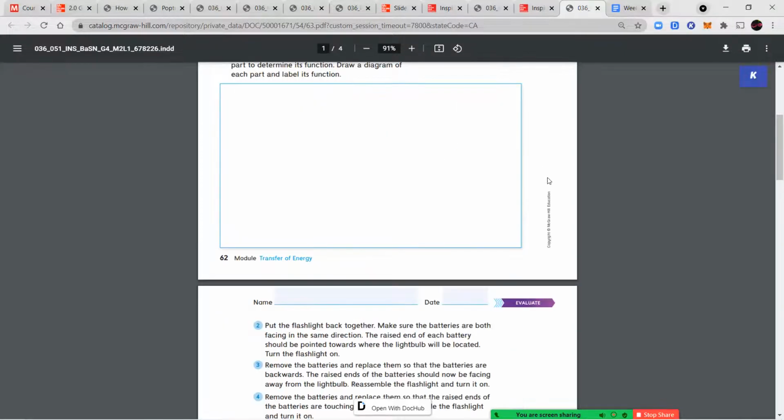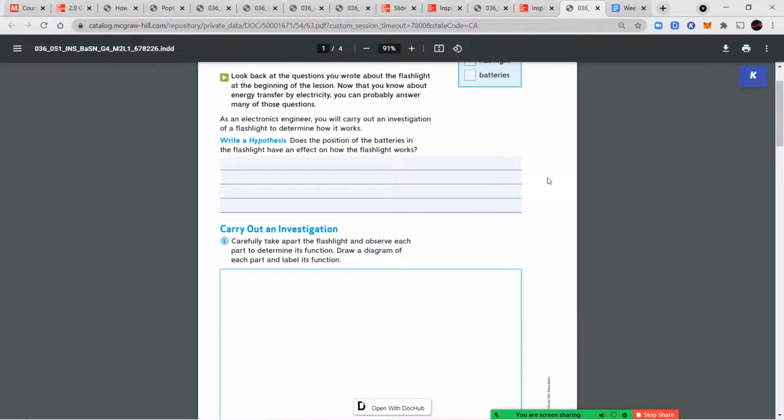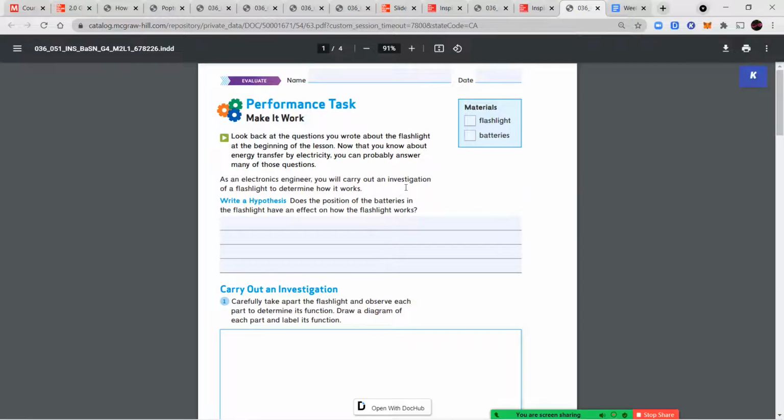Now for page 62, we're going to think back about the question we wrote about the flashlight at the very, very beginning of our lesson. Now that we learned a whole lot more about energy transfers, there's a good chance you can answer most of those questions now.